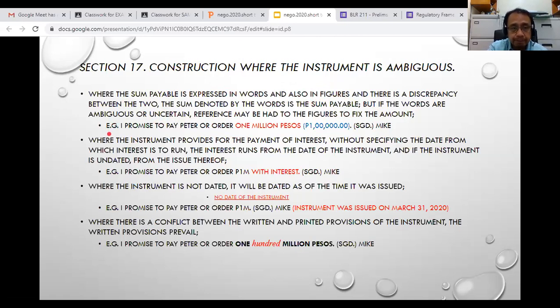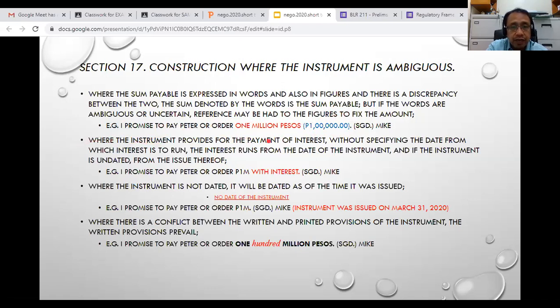Take for example the following. I promise to pay Peter or order 1 million. Tapos kung tingnan mo yung in figure niya, 1,00, then it's 100,000 lang. So since there is a discrepancy between the two, ano yung amount na susundan? It would be the 1 million pesos, not this one. Okay? And how about this one?